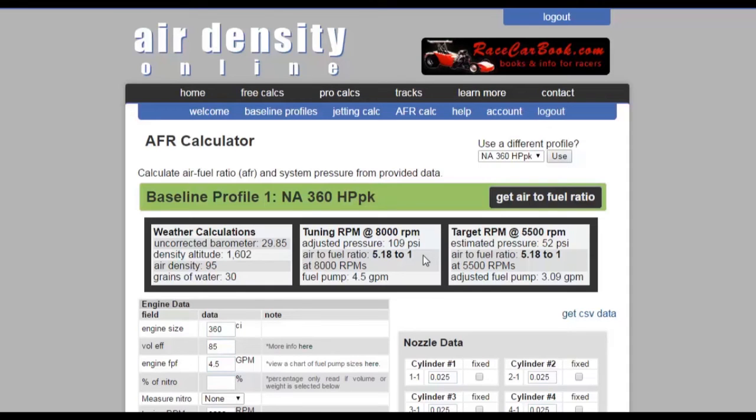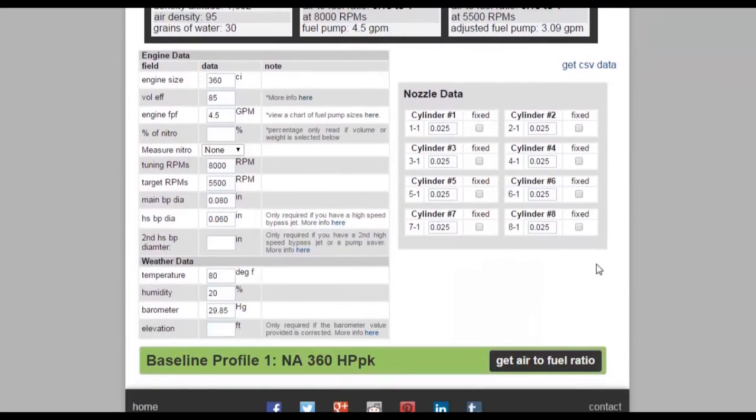The target RPM values show, again, the same air-to-fuel ratio and fuel pressure, and this is what would be if the high speed was on all the time. What we're going to do is evaluate what the pressure would be without the high speed, that is, the pressure going up to 5,500 RPM without the high speed. And to do that, we go into here and we remove the high speed entry.